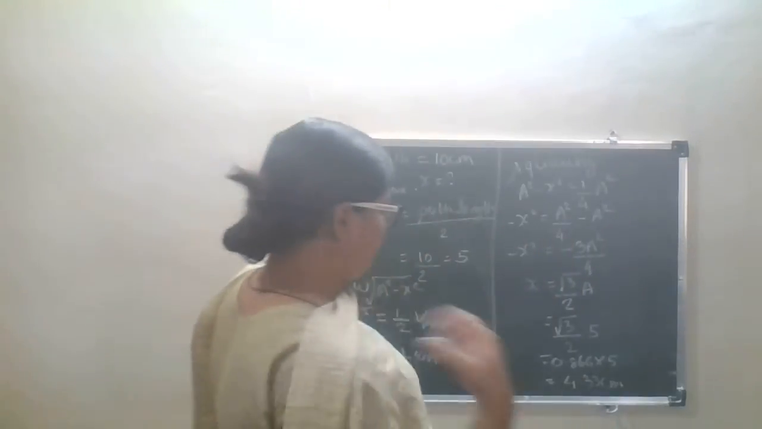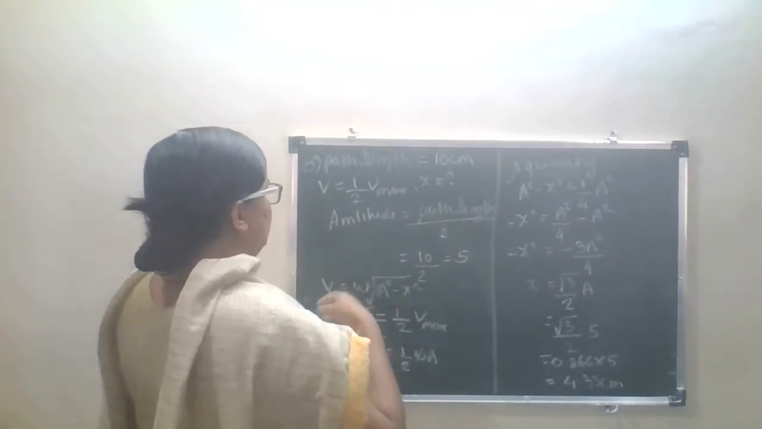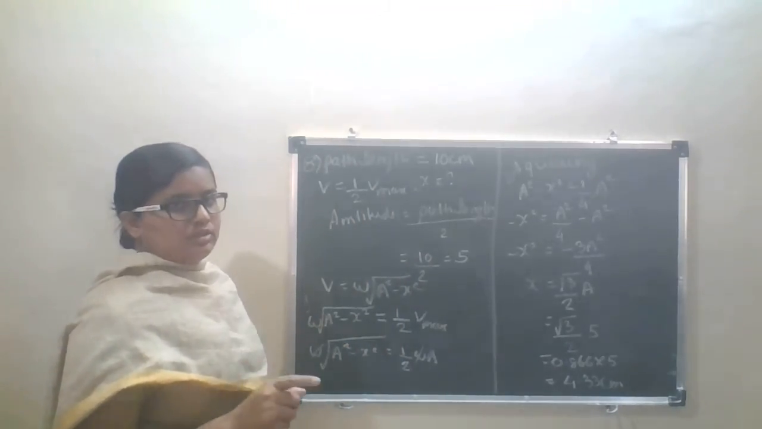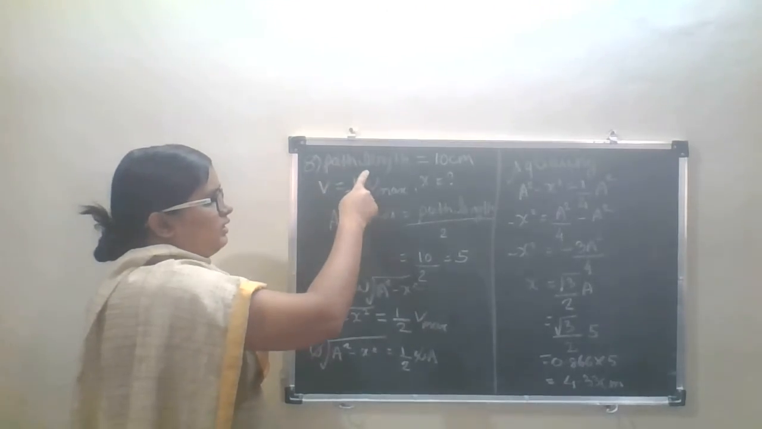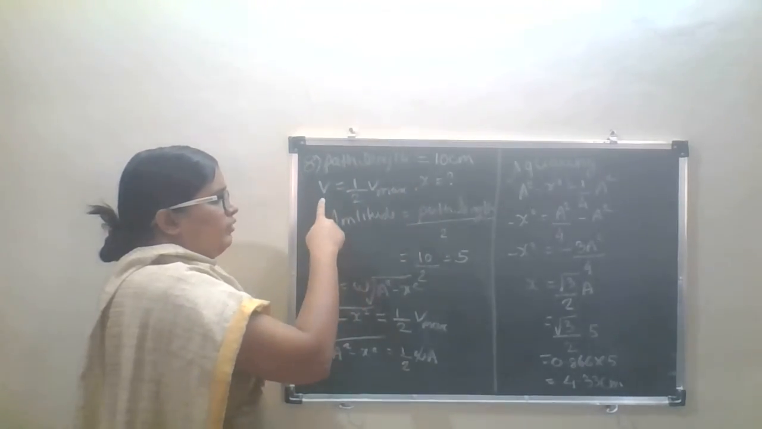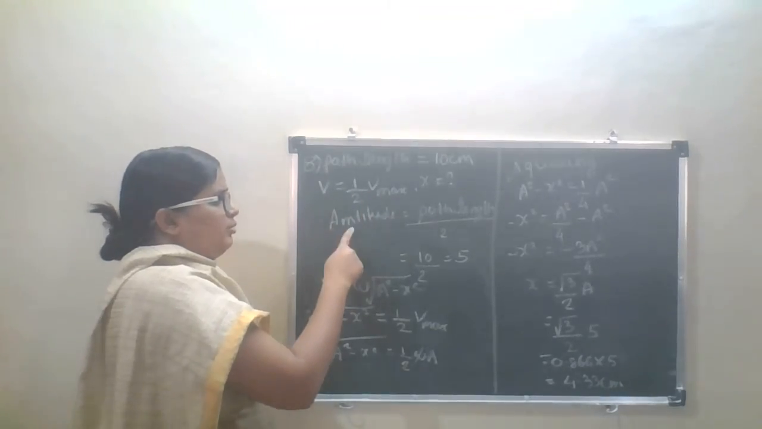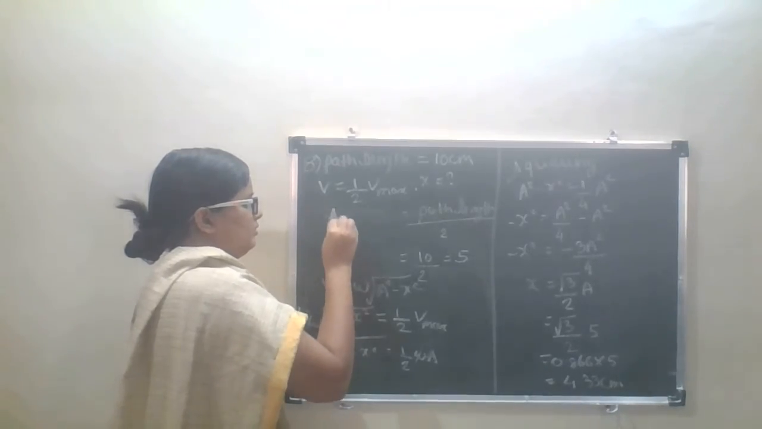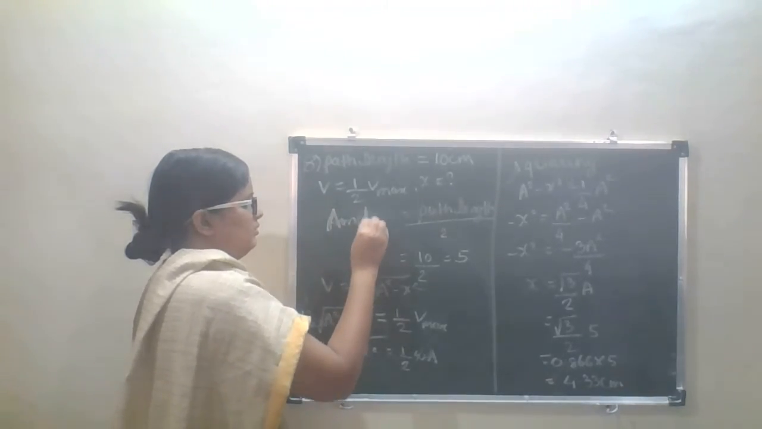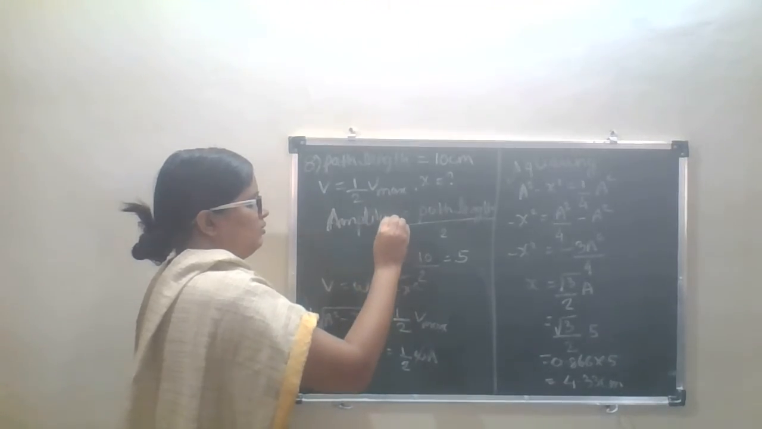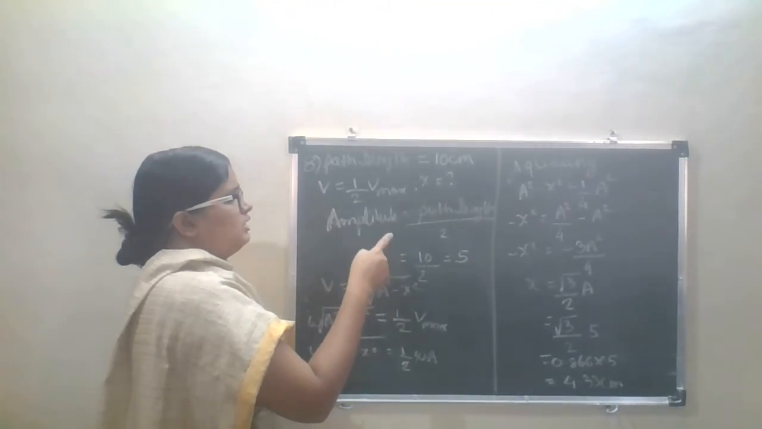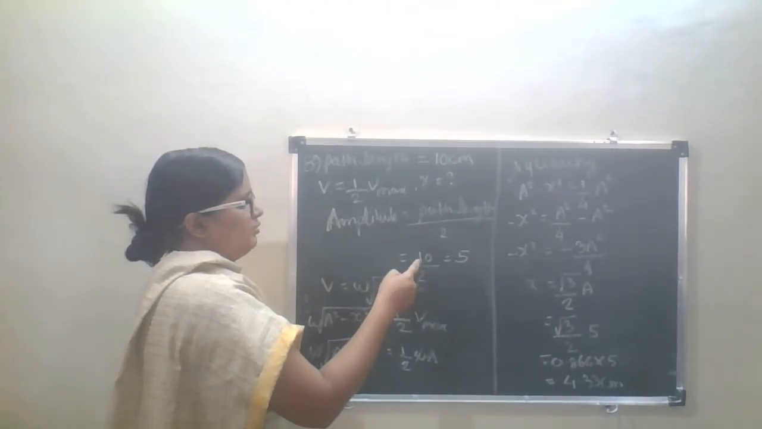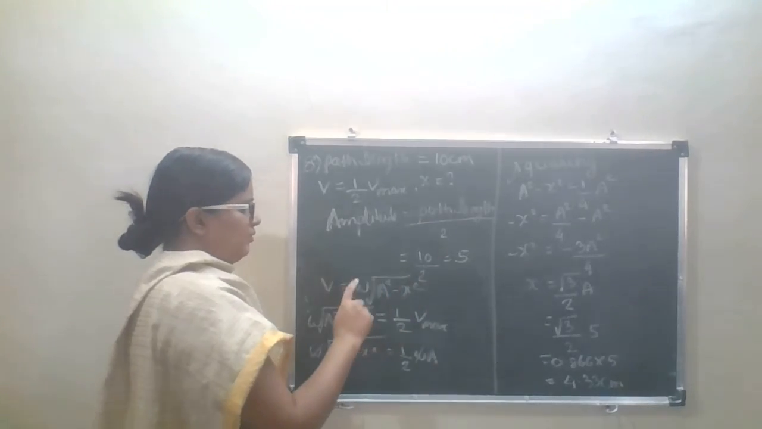Okay, here what we have given, you read out the question first. The given is path length and we have to find x. Velocity is half of maximum, and here there was a mistake of amplitude. Amplitude A is equal to path length by 2. Path length was 10, divided by 2 is equal to 5.